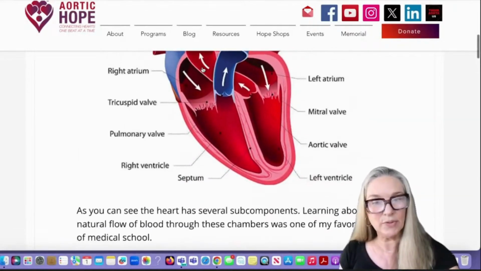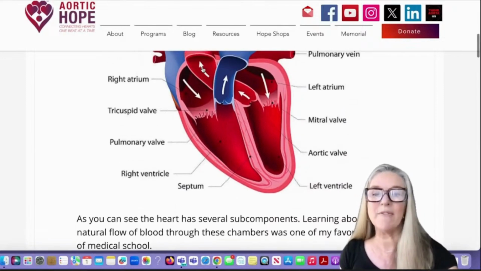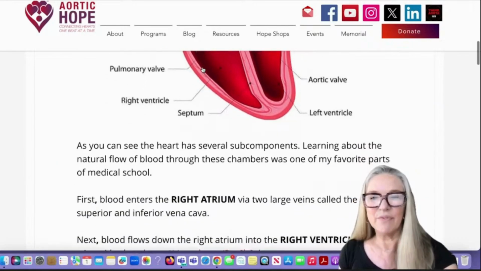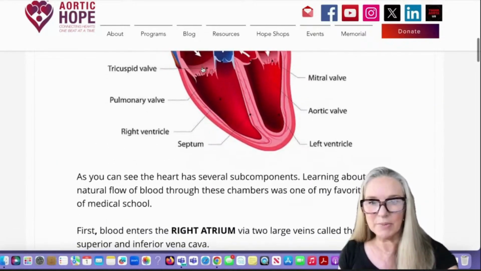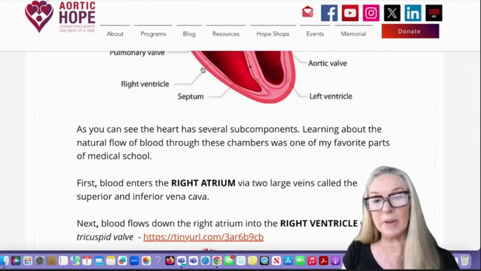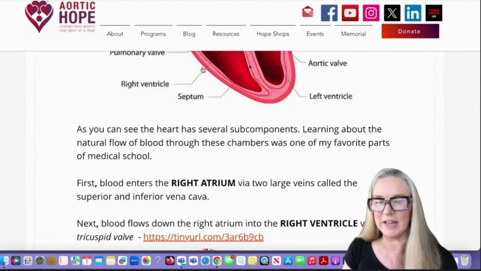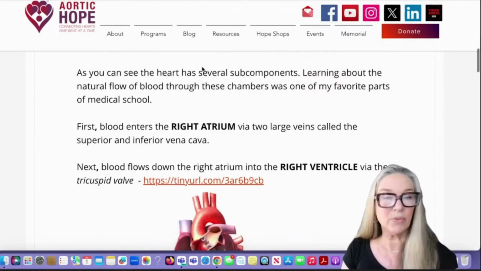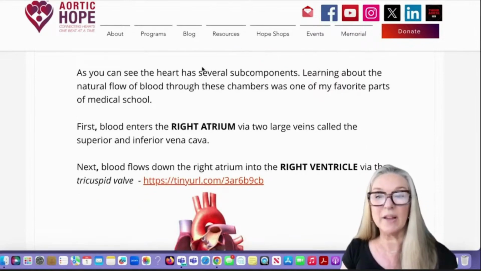Learning about the natural flow of blood through these chambers was one of my favorite parts of medical school. First, blood enters into the right atrium via two large veins called the superior and inferior vena cava. Next, blood flows down the right atrium into the right ventricle via the tricuspid valve.